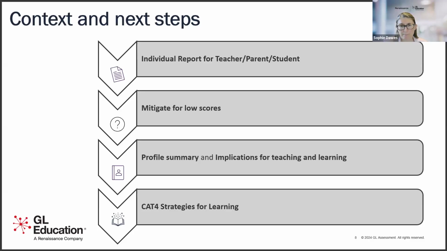So as we looked at before, you need to really be aware of any low scores in any individual battery or combination of batteries for each student, and make sure that you put in the right support for that student. When you look at the profile summary in the individual report, you'll see also the implications for teaching and learning. So these are individualized to that student's results.